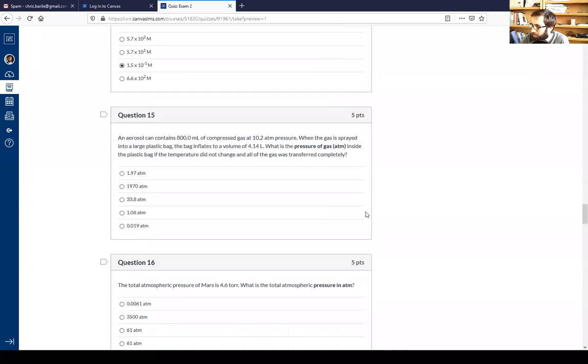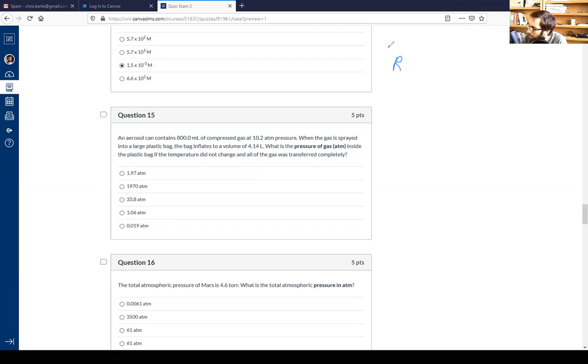Next one here, question 15. An aerosol can contains 800 milliliters of compressed gas at a certain pressure. When the gas is sprayed into a large plastic bag, the bag inflates to a new volume. What is the pressure of gas inside the plastic bag if the temperature did not change and all of the gas was completely transferred? This is a gas changing type of problem. Everything comes from PV equals nRT, but the formula that I give you is one step derived from PV equals nRT.